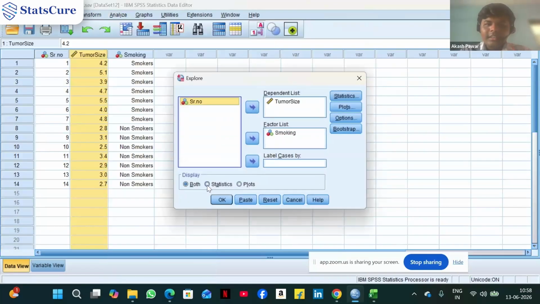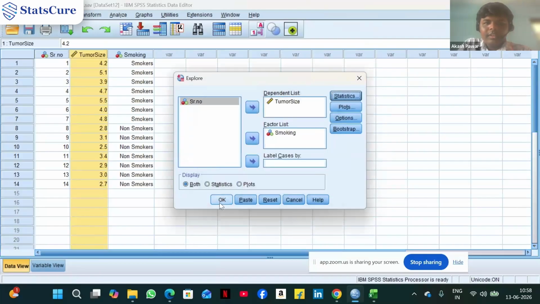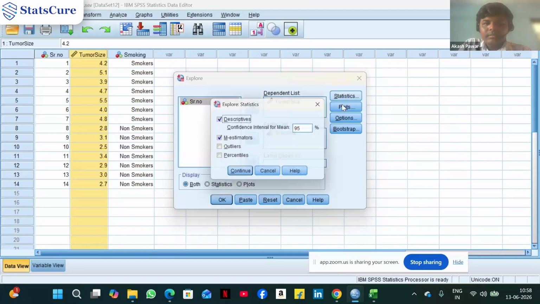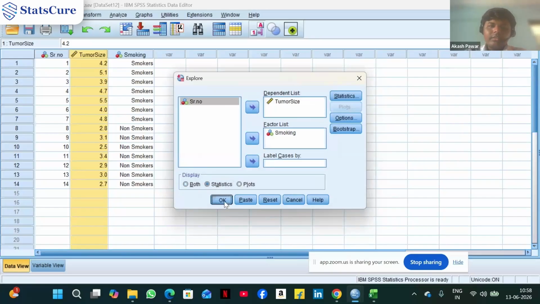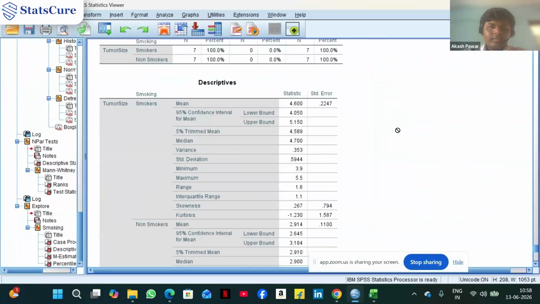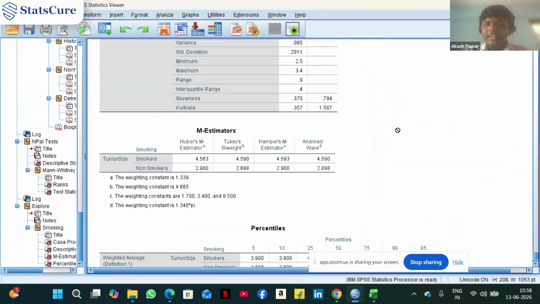Wait, in the statistics, M-estimators. Continue. Percentiles you can also click. Okay. We just want to see for the two groups how the median and interquartile ranges are. Lower table. So this doesn't have the quartile.